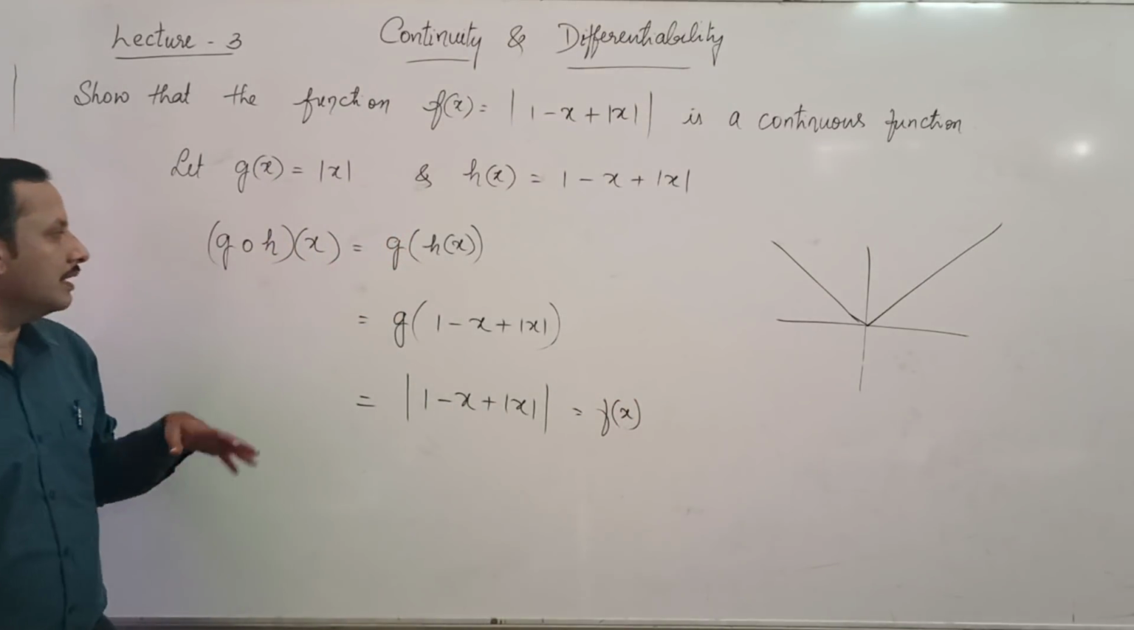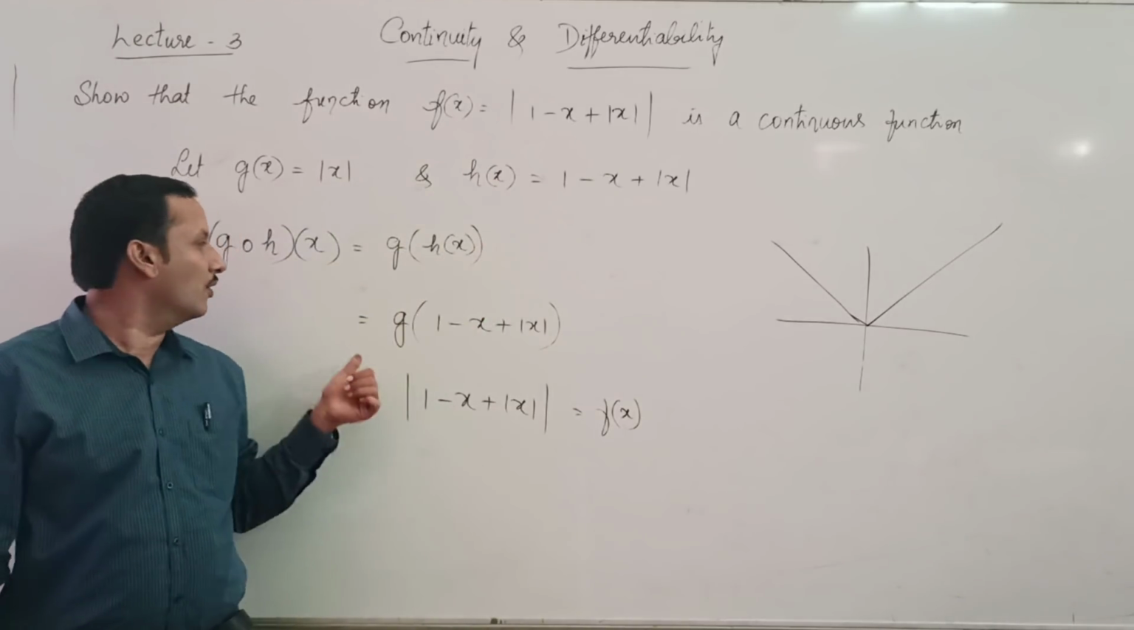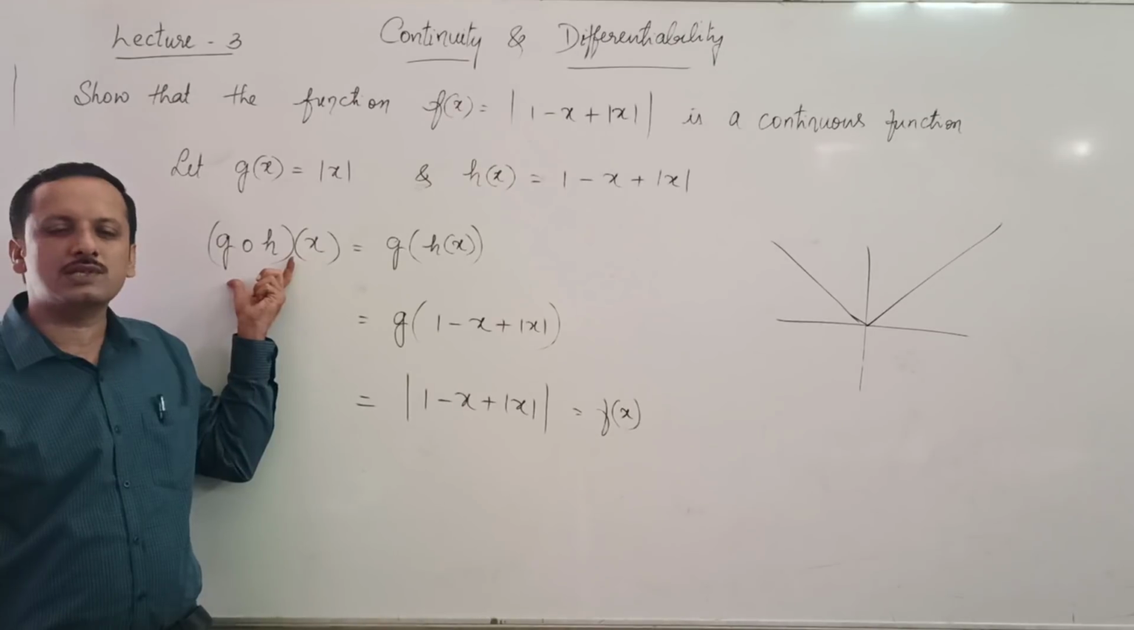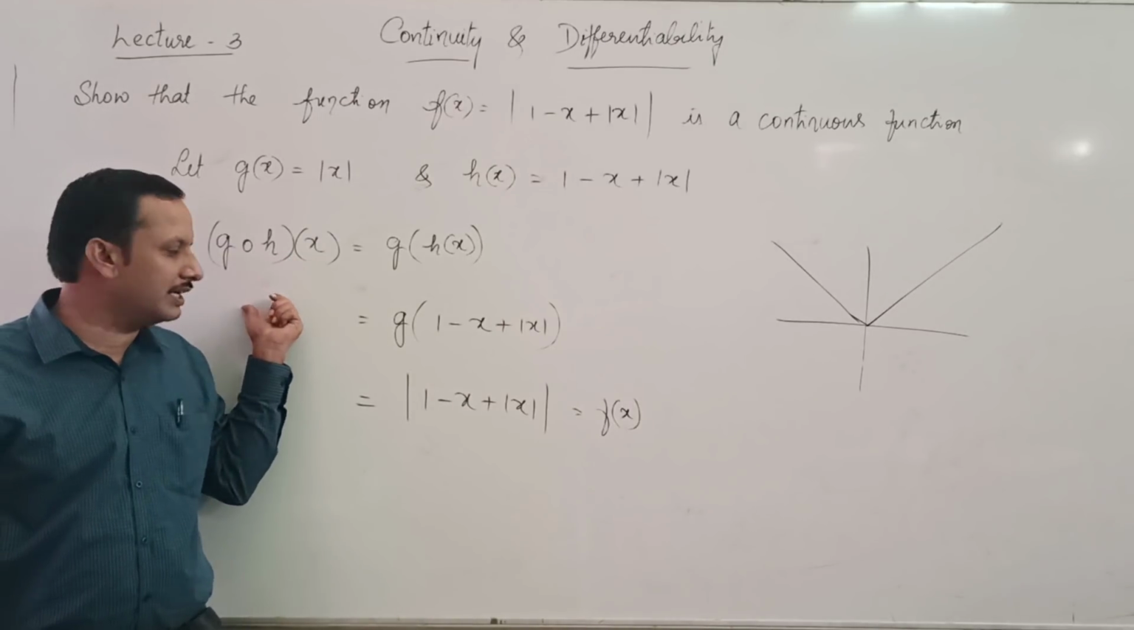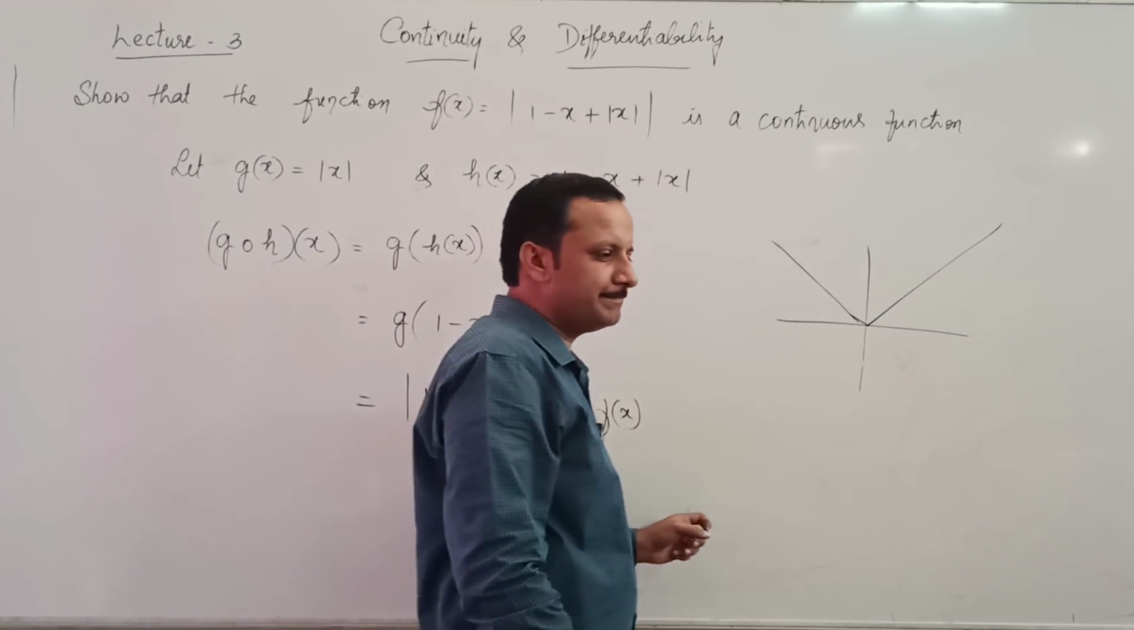Okay. So here we can say that g is continuous and h is continuous. Therefore, G circle H is also continuous. G circle H is continuous, which means f of x is a continuous function.